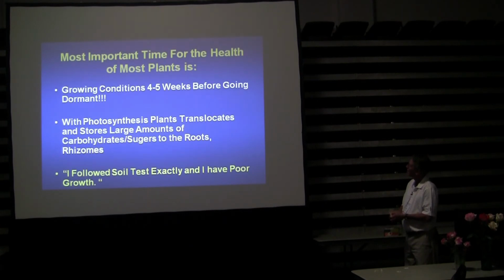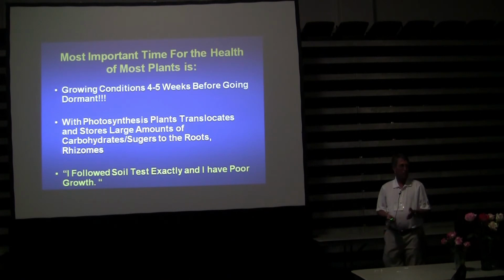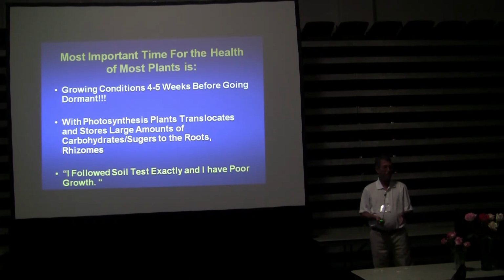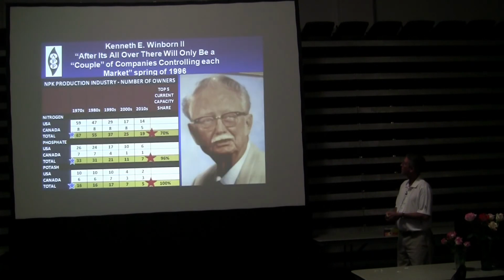All right. Most important time for the health of most plants is the growing conditions 4 to 5 weeks before going dormant or going into the winter. That's when the photosynthesis translocates large amounts of carbohydrates and sugars. I can't tell you how many people call me and say, I followed the soil test exactly and everything's dying. That's not a fun phone call.